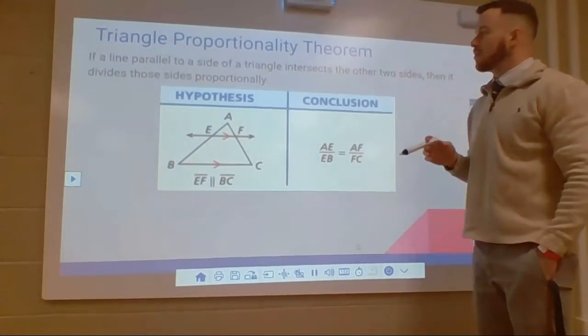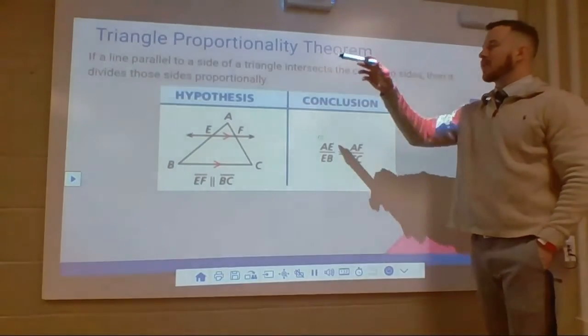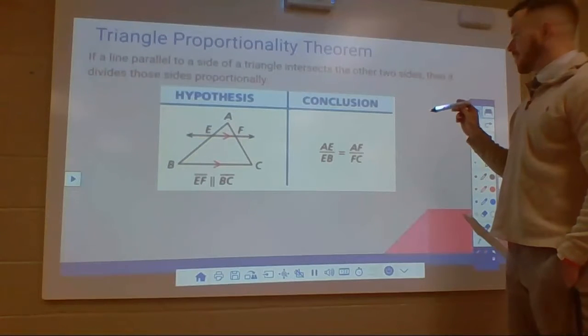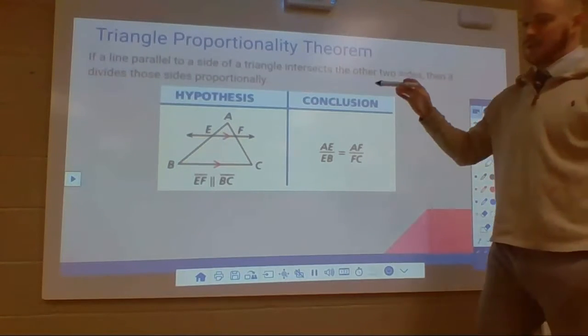Let's get going. Alright, so for our first theorem we're going to talk about the triangle proportionality theorem. It states that if a line parallel to a side of a triangle intersects the other two sides, then it divides those sides proportionally. Okay, so let's make sense of that.